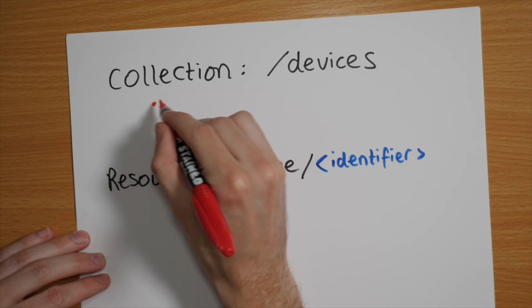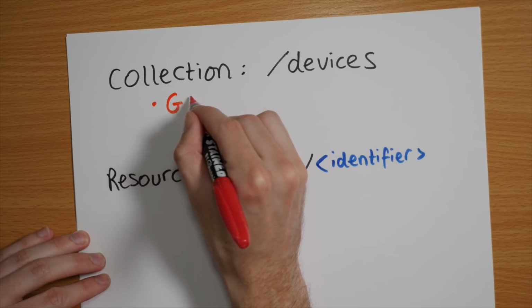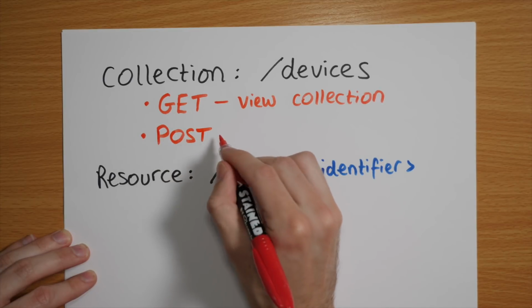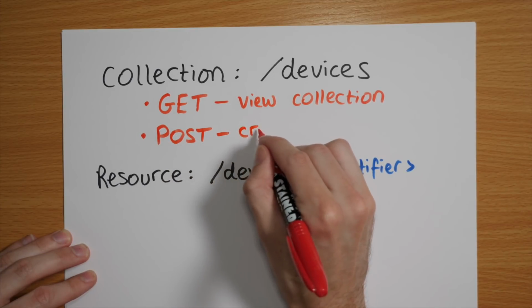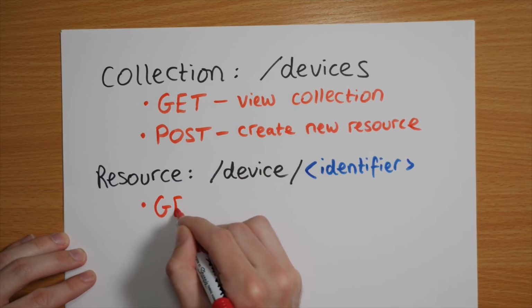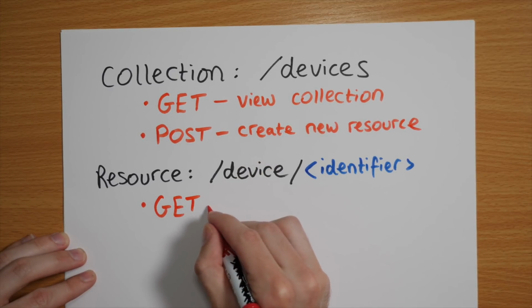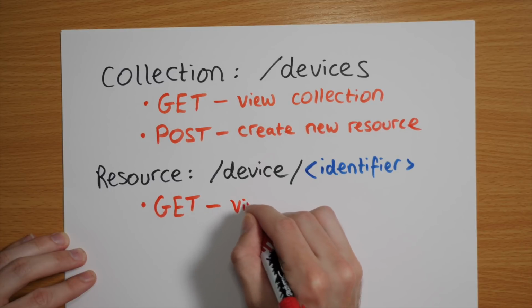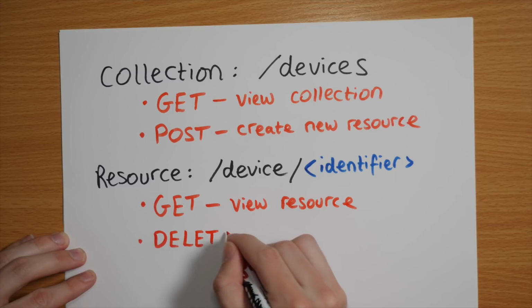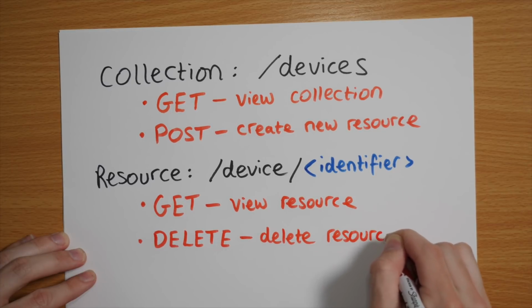Now let's think about which methods, which HTTP verbs that we accept. For the collection, we want to be able to view the collection, so we'll accept GET requests. And we want to be able to add a new resource, a new device, to the collection, so we'll accept a POST request to do that. For the single resource endpoint, again we want to be able to view it, so we'll have a GET here. And we want to be able to delete a particular device, so you guessed it, we'll use the DELETE HTTP method for that one.